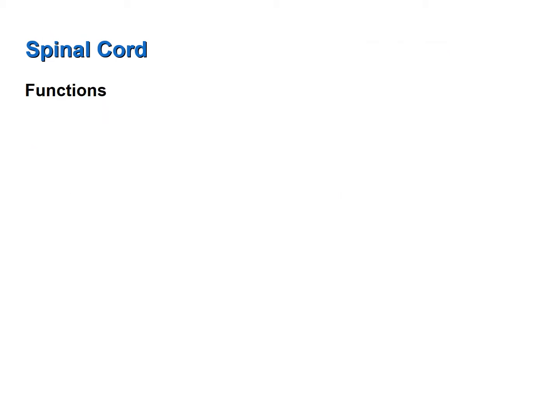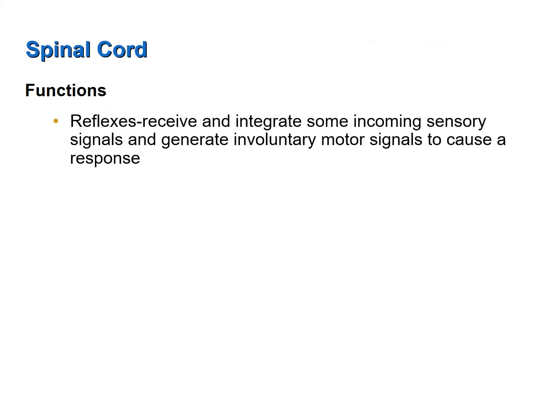The spinal cord has two main functions. One is the generation of reflexes. The spinal cord receives sensory input from the peripheral nervous system, integrates it, and then generates an involuntary response.